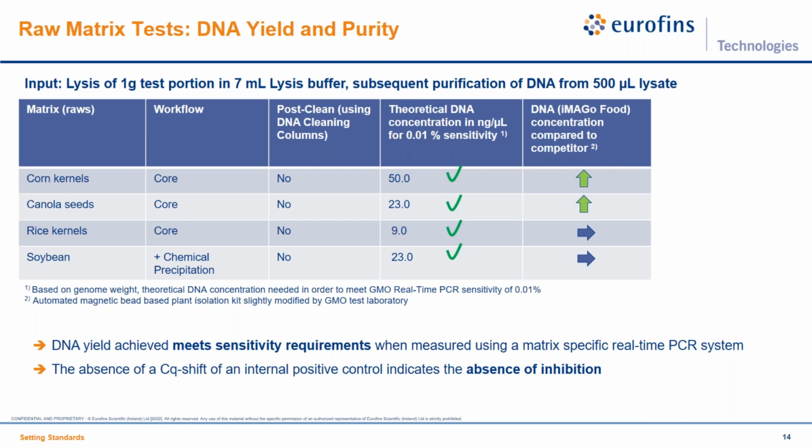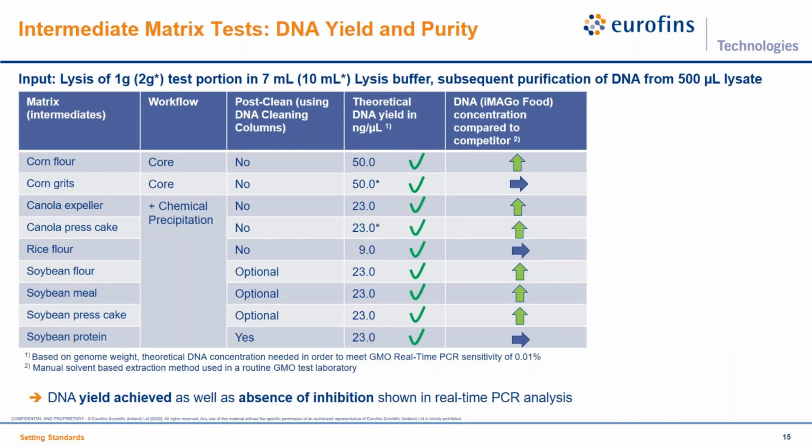So this solution is called Imago Food, and this has also been tested on intermediate matrix types. Same setup, although in this case we've used different input portions. Besides the 1 gram, we've also used a 2 gram test portion, which is then diluted in 7 or 10 milliliters of lysis buffer.